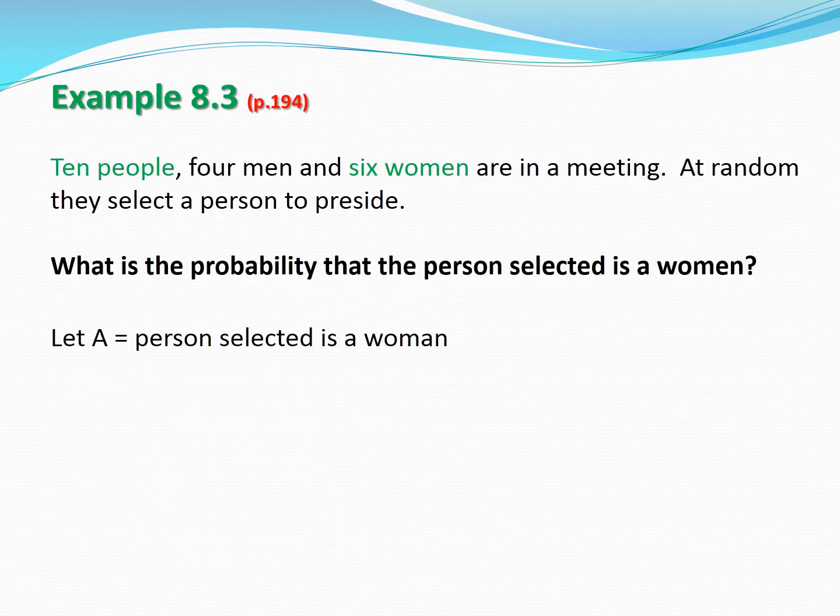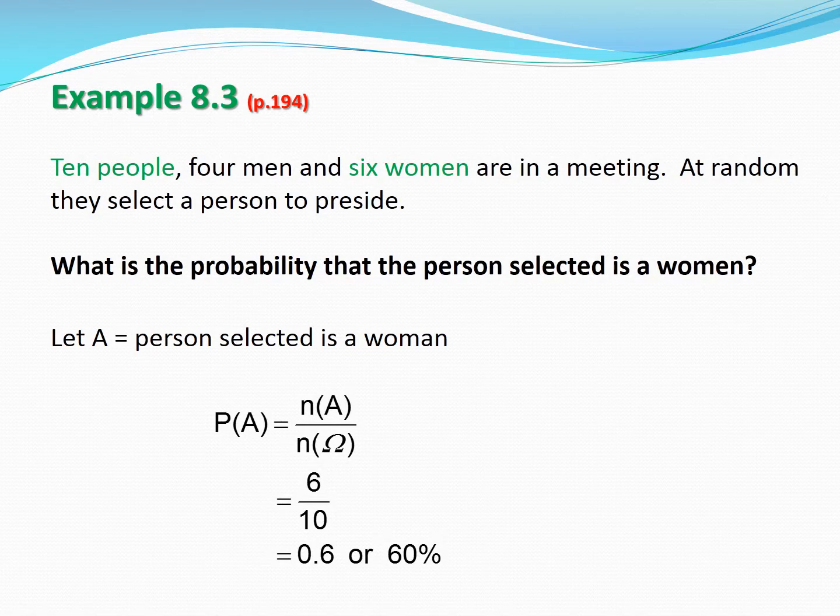In example 8.3 on page 194, they tell you 10 people, 4 men and 6 women, are in a meeting. At random, they select a person to preside. What is the probability that the person selected is a woman? So we can define event A as the event that a person selected is a woman. So that means that the number of outcomes in event A will be 6 and the number of outcomes in our sample space is 10. So the probability of event A occurring will be 6 over 10, or 0.6, or 60%.